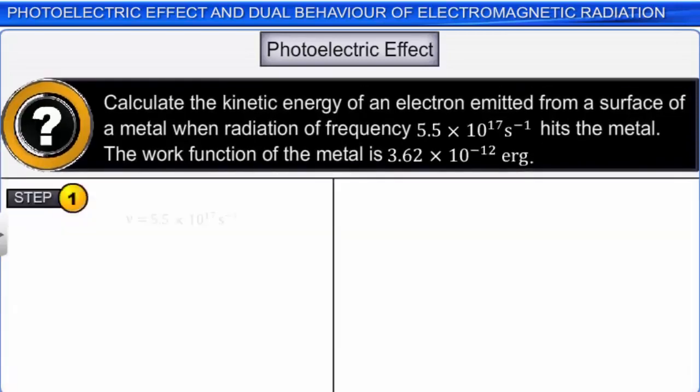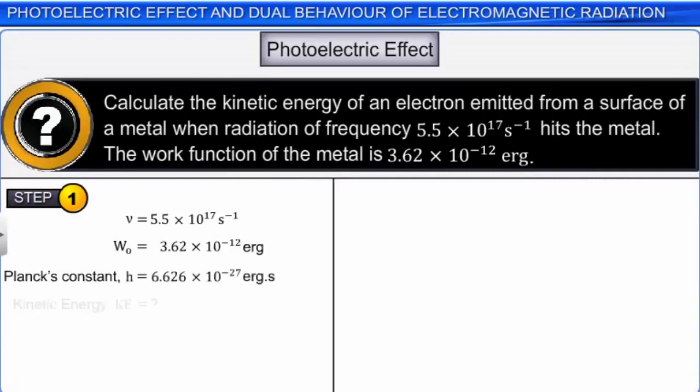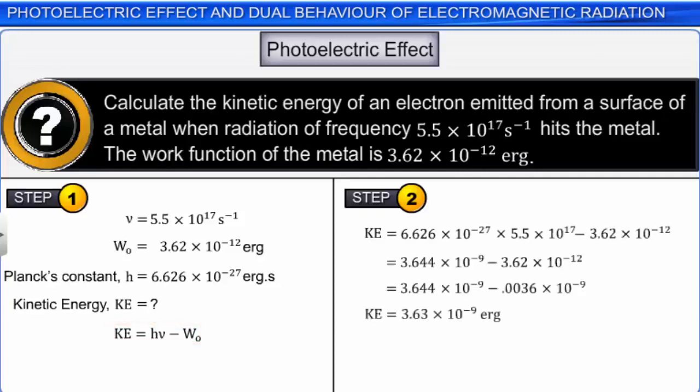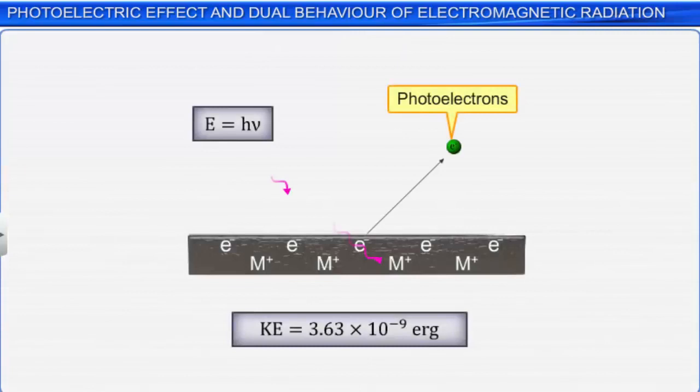The first step involves writing the given data as shown and then writing the appropriate equation to calculate the given problem. In the second step, let us substitute the values of h nu and W0 in the equation. On solving, we get the final answer as 3.63 multiplied by 10 raised to the power of minus 9 ergs. Hence, the electron will be emitted with a kinetic energy of 3.63 multiplied by 10 raised to the power of minus 9 ergs.